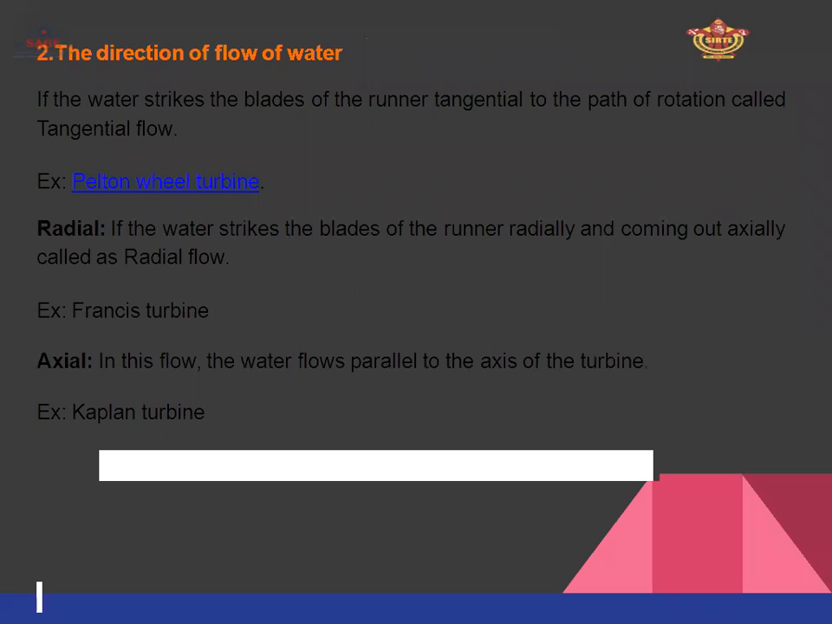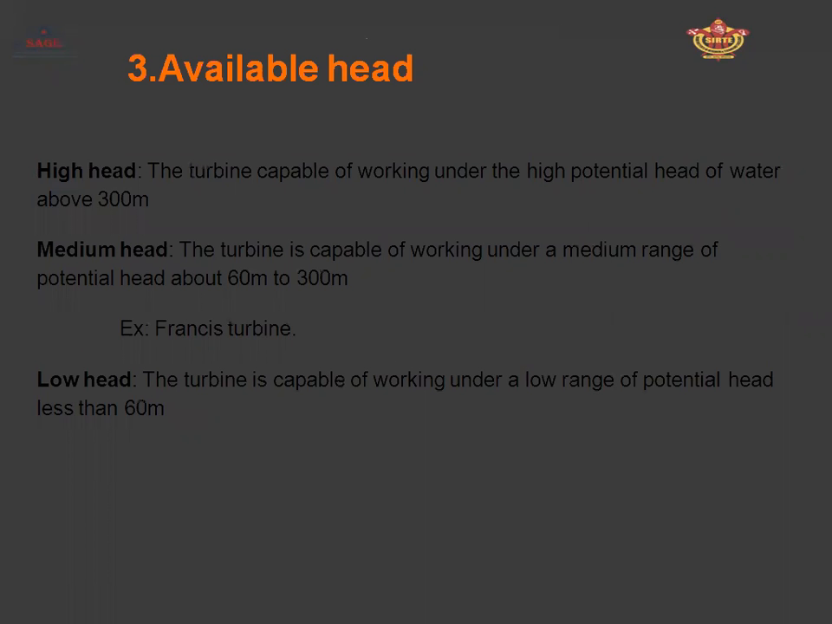In this flow, the water flows parallel to the axis of the turbine. This is the axial turbine, and an example of the axial turbine is the Kaplan turbine.